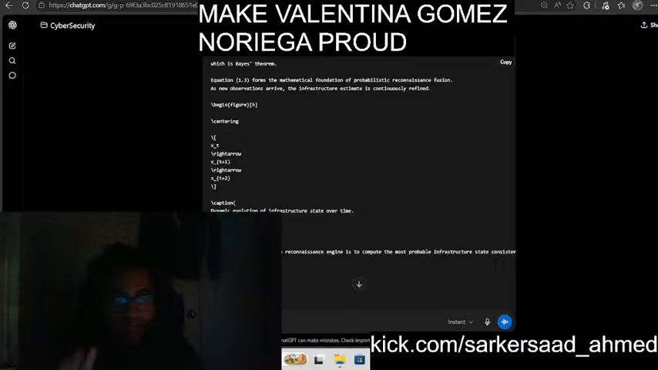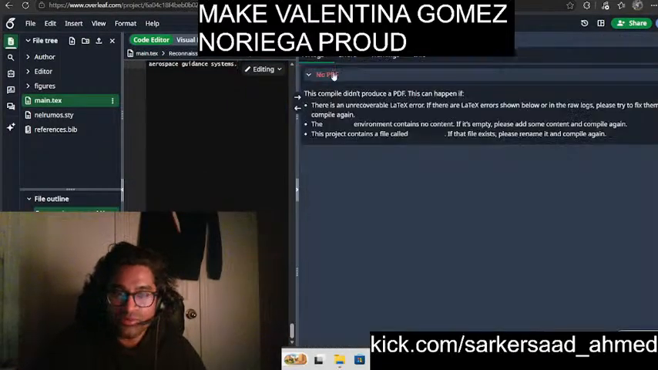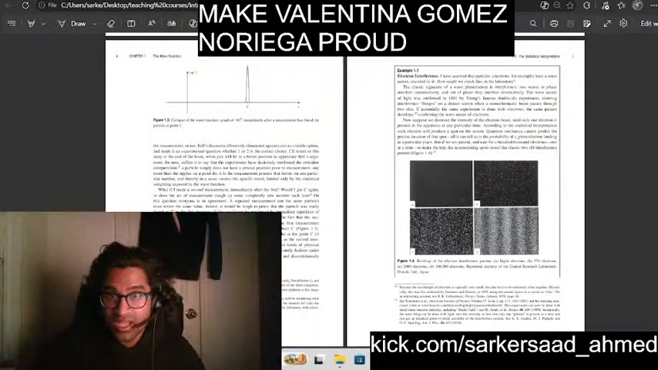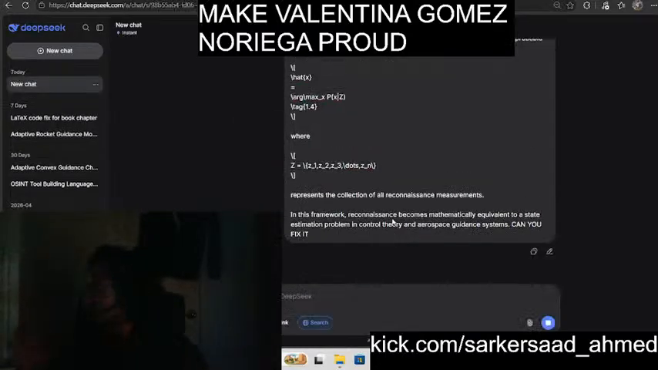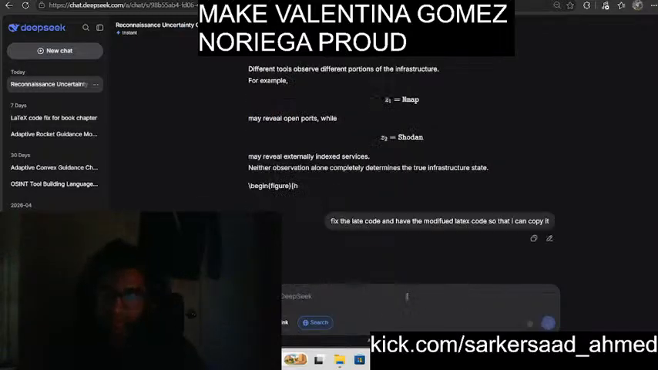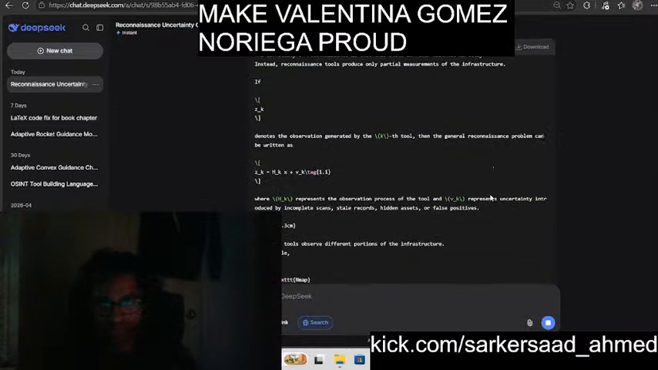I don't have to copy paste. I know it's not going to work because again, these brackets exist. Totally, it's not going to work. Can you fix it? No, I mean fix the LaTeX code and have the modified LaTeX code so that I can copy it. Please, fingers crossed. I hope this works.